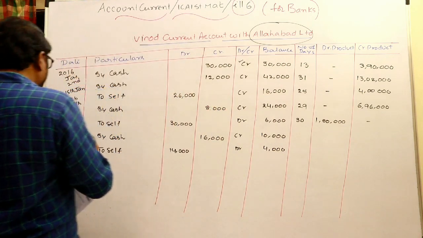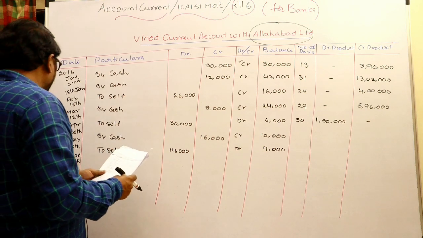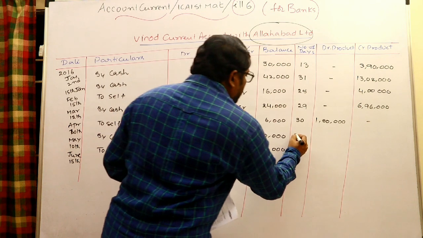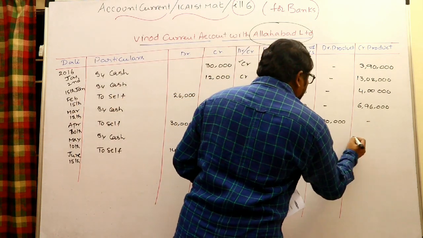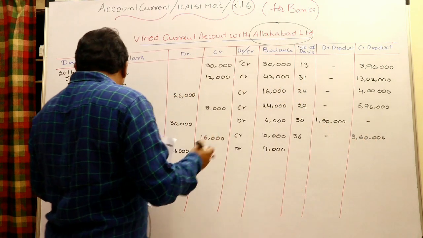And you calculate the number of days, May 10th to June 15th. In May 20 days, May 21 days, here 15 days, 21 plus 15, 36 days. 10,000 into 36, 3,60,000 credit product. And no more transactions are there.